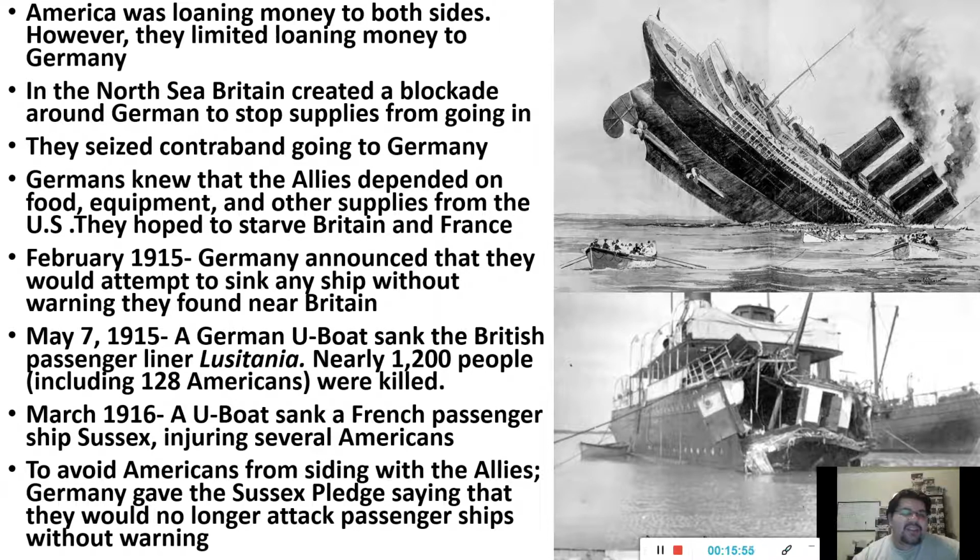Things like that. In the North Sea, Britain created a blockade around Germany to stop supplies from going in. So things like guns, ammunition, food, things like that. They stopped them. Okay? They seized all that contraband going into Germany. Now, Germany knew that the Allies depended on food, equipment, and other supplies from the U.S. Because again, England is an island, right? France is basically being destroyed with the war going on. Right, so they're like, yeah, these guys are going to run out of food, and they need this equipment and food from America. So February 1915, Germany announced, hey, we're going to sink any ship going near Britain.